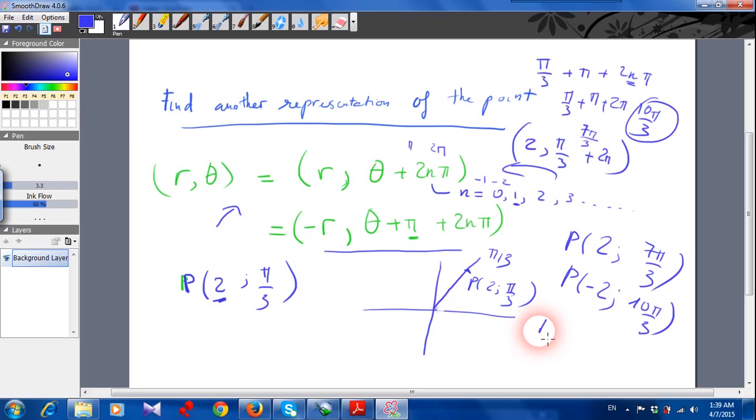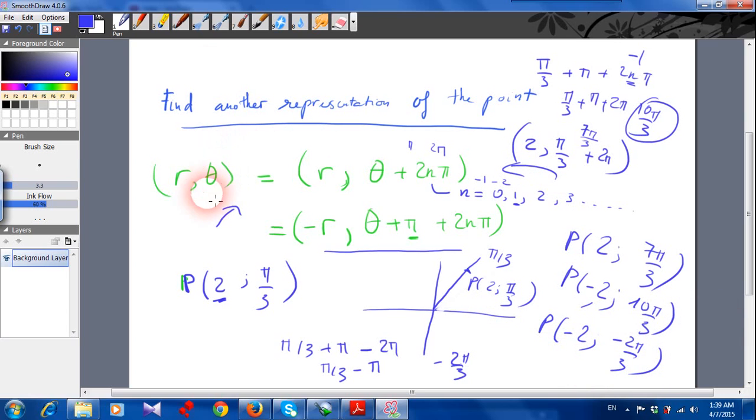How about another angle, like with r negative? We use this one here: pi over 3 plus pi again, plus 2 pi n, and we get pi over 3 minus pi, and we have this one. So the thing is, you need to remember this formula to find another point with the same position. And I think it's on the next quiz on Wednesday.